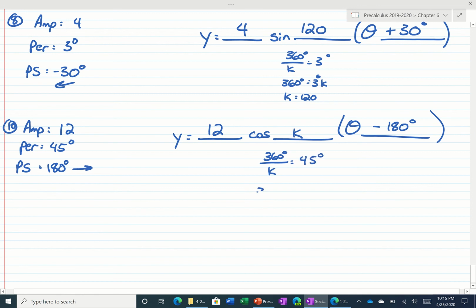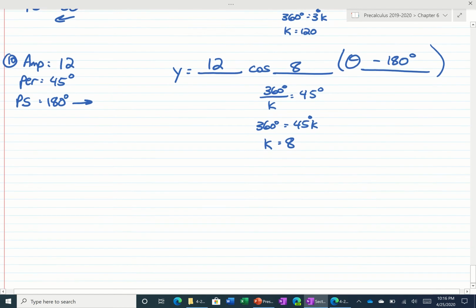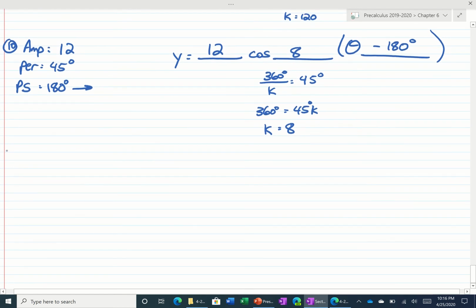Well, 360 degrees would equal 45k. Multiply both sides by k. And if you divide 360 by 45, I believe it's going to be 8. I think, let me see here. 360 divided by 45 is 8. Yep. Alright, so that would be the answer. We have a couple of graphs to do.